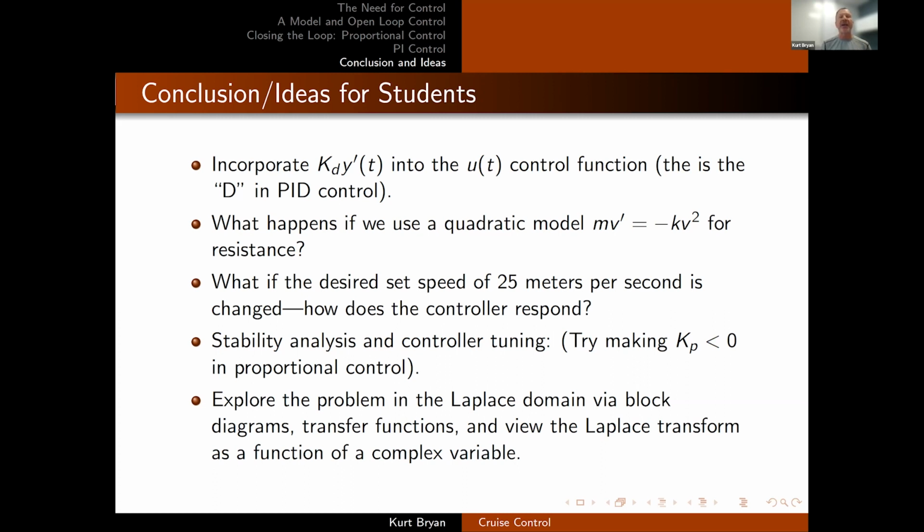Everything I did here in all the modeling was in the time domain. But in the S domain, things get a lot easier, and it gives more motivation for many of our students who later have to take a control theory class to take this stuff seriously and try to understand why the Laplace transform is so useful. So that's my project. Happy to take questions.